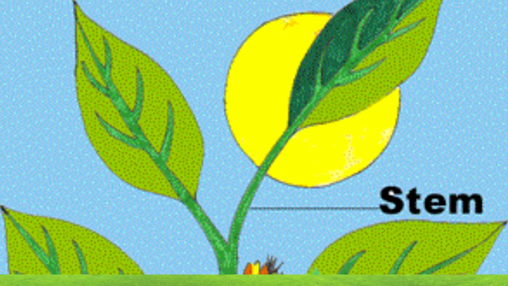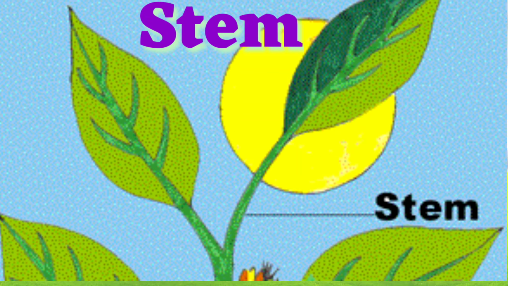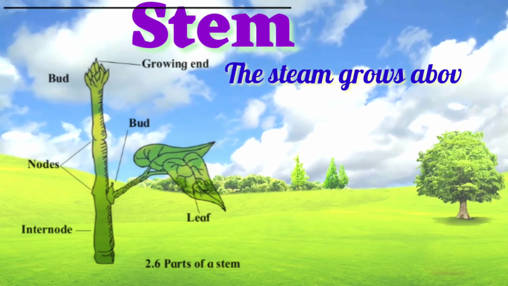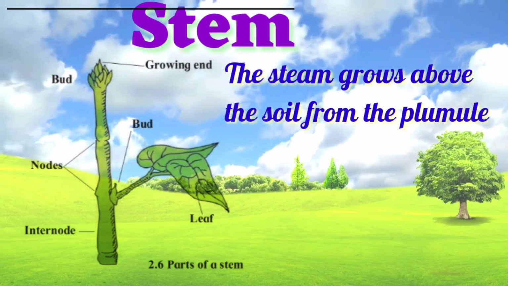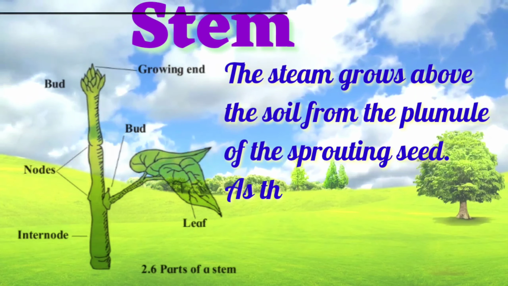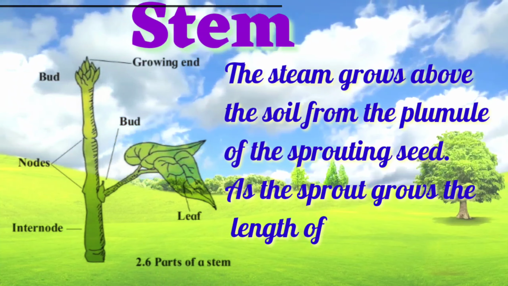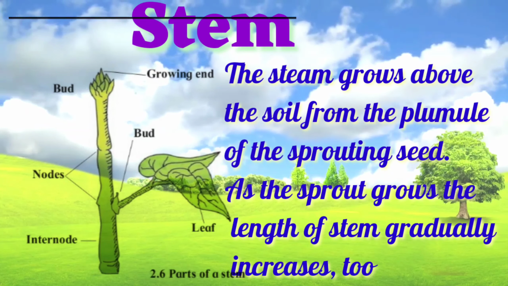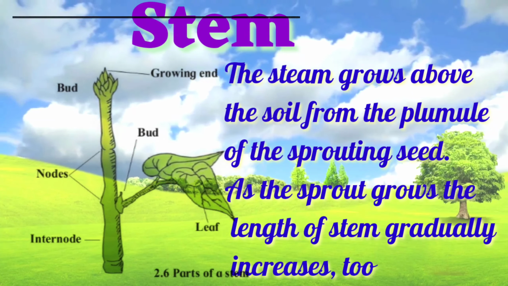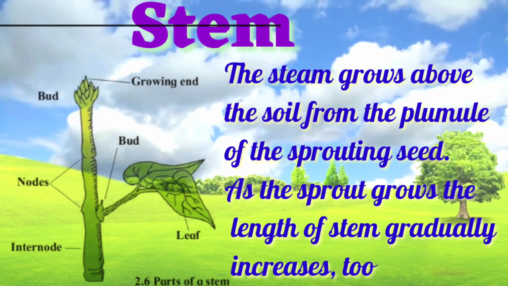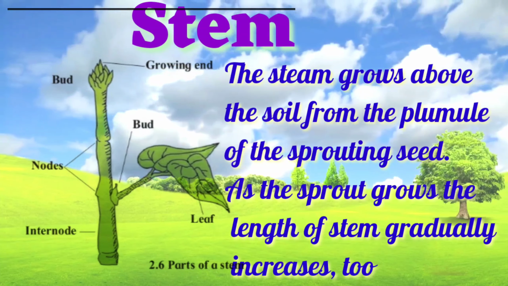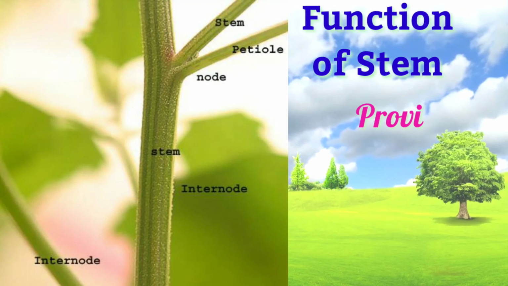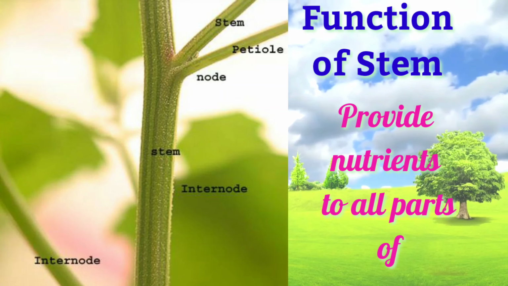The second part that we are going to study is stem. The stem grows above the soil from the plumule of the sprouting seed. As the sprout grows, the length of the stem gradually increases too. There are nodes on the stem. Leaves come out at the nodes. The part of the stem between two nodes is called an internode. The tip or the apical end of the stem is called a bud. The main function of stem is to provide nutrients to all parts of the plant.